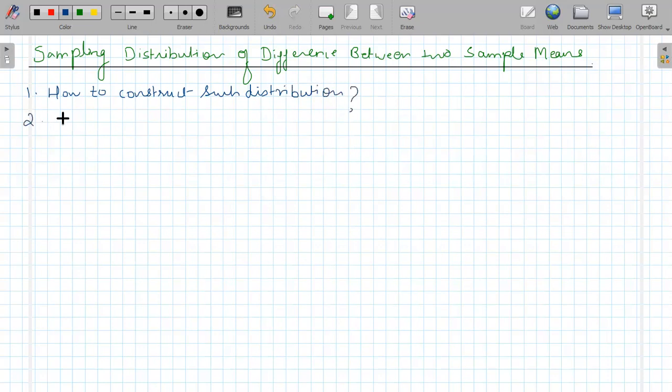Second, what is the shape of the distribution so obtained. इस डिस्ट्रीब्यूशन की शेप कैसी होगी.